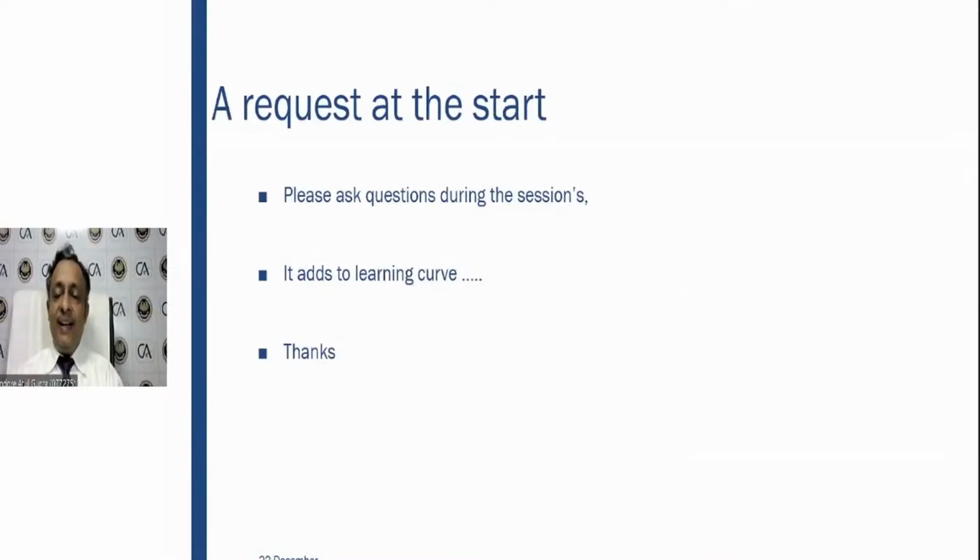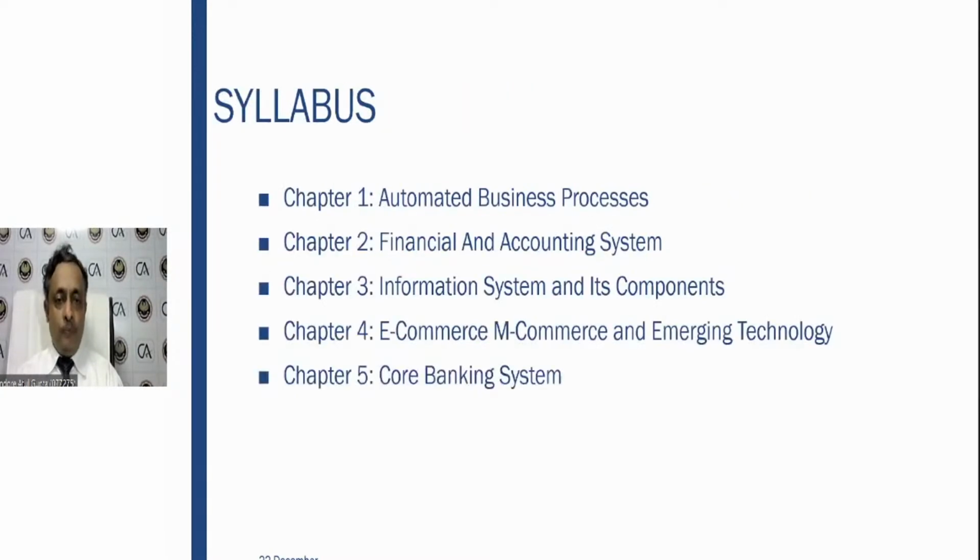Last time I said that any query you have on chapter 1, please do put. Otherwise, we'll start with chapter 2. So this is the syllabus: automated business process, financial and accounting system, information system and its components, e-commerce, m-commerce, and emerging technologies, and core banking system. We talked about automated business processes. Now let us talk about chapter 2, financial and accounting system.